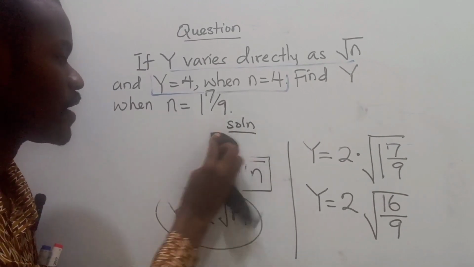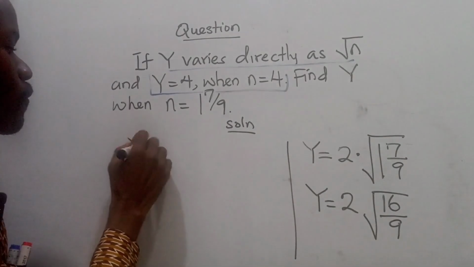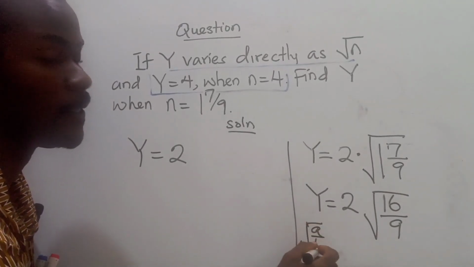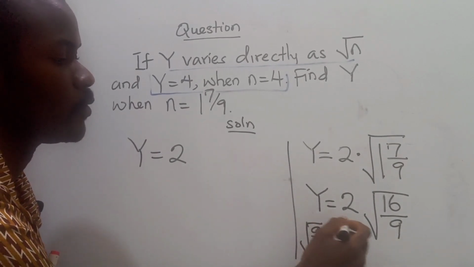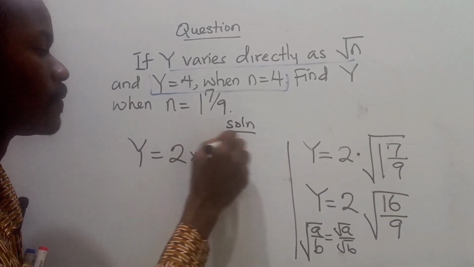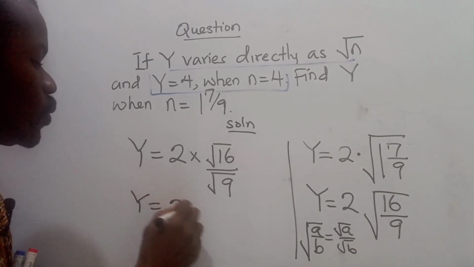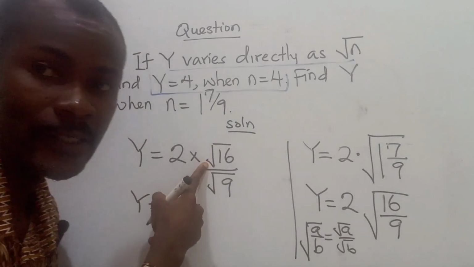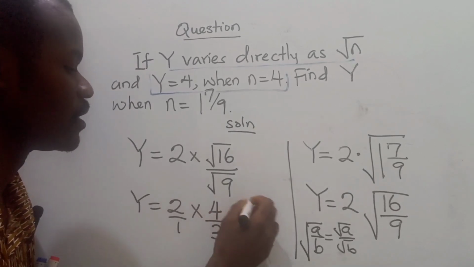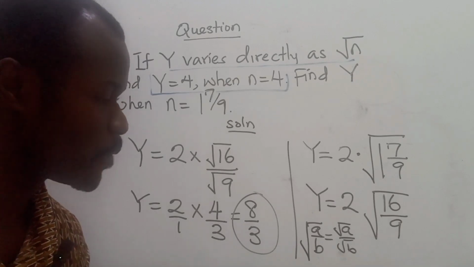From that, we can now simplify further. So we are going to apply a little bit of surds here. So I have y is equal to 2. Now for surds, if I have the square root of a over b, we can distribute the root to the numerator and to the denominator. So I have this times the square root of 16 divided by the square root of 9. So y is going to be 2 over 1 times the square root of 16, which is 4, and the square root of 9, which is 3. So 2 times 4 is going to give me 8, and 1 times 3 is going to give me 3. So this gives us our solution to this problem.